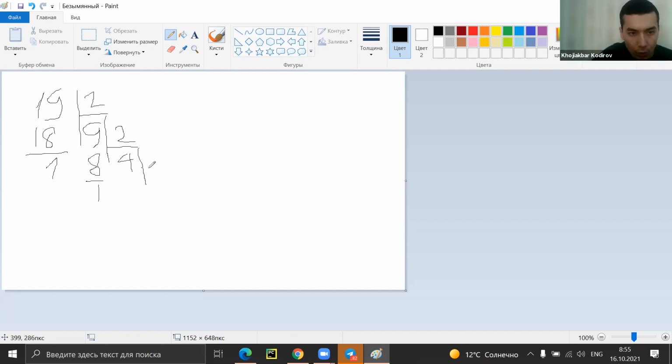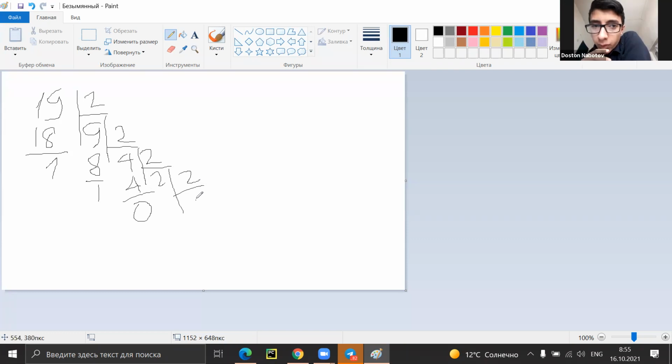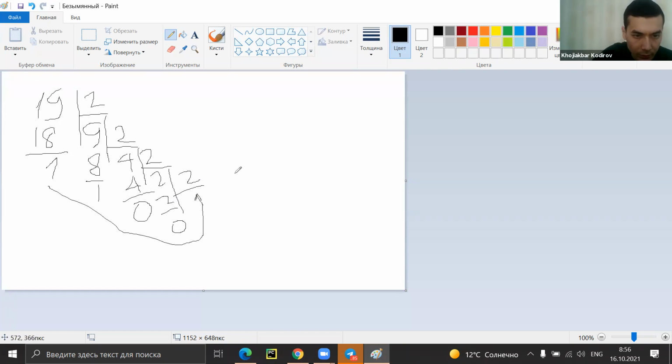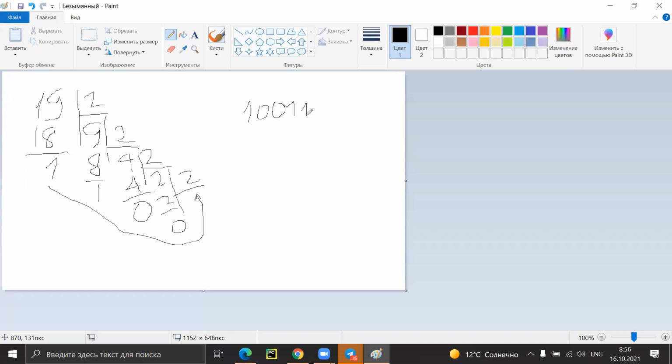So 4 divided by 2 will be 2. No remainder, 0. The next one is 2 divided by 2, 1, and the remainder is 0. I'm again combining from right to left. So the first number is 1, second 1, then 0, 0, 1. Yes, this is the answer.